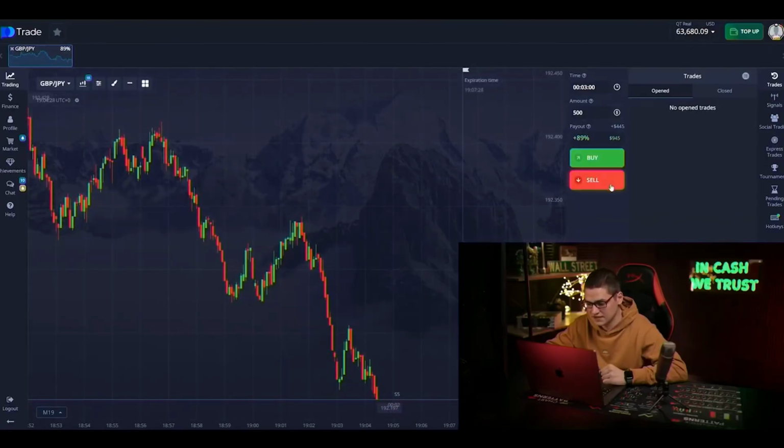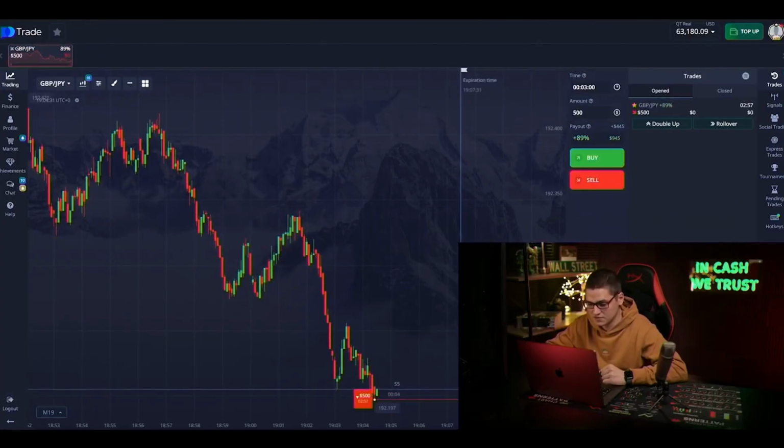The currency pair is selected and the position size is $500. And we are opening a position to sell.